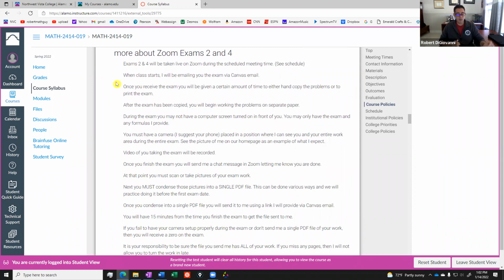Then everyone will take the first 10 minutes to hand copy all of the problems. If you have a printer, you can print them out, that's fine. But everyone's going to have to transfer the electronic version of the test to paper. Then I will say, okay, that's time, we have to start the test now. At that point, computers go off. You can't have your computer screen or your laptop in front of you.